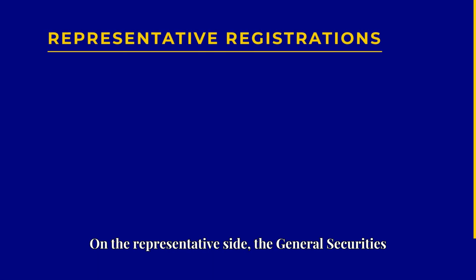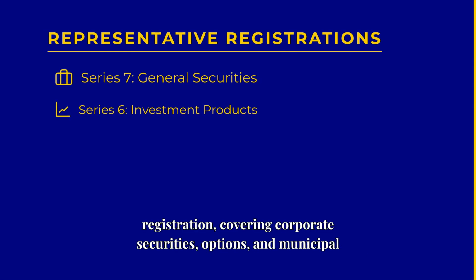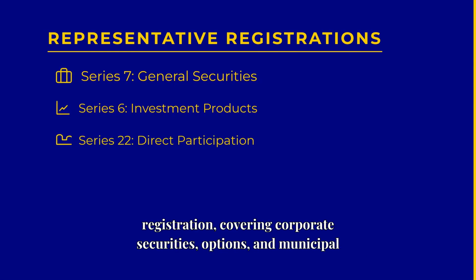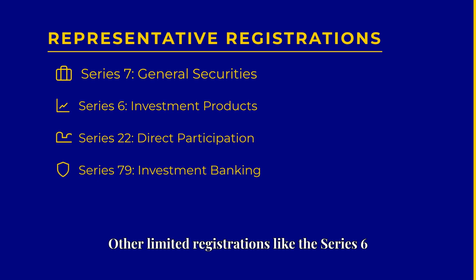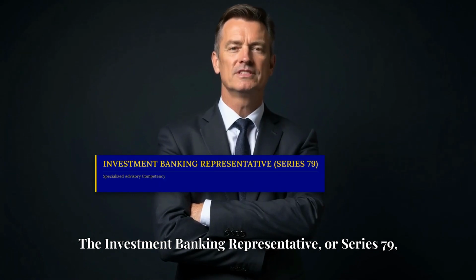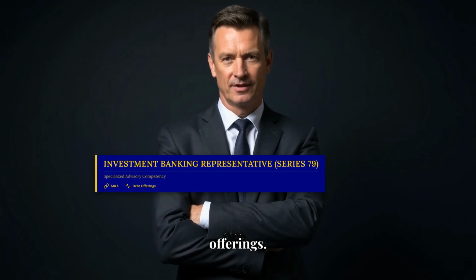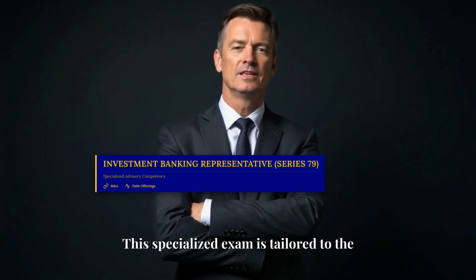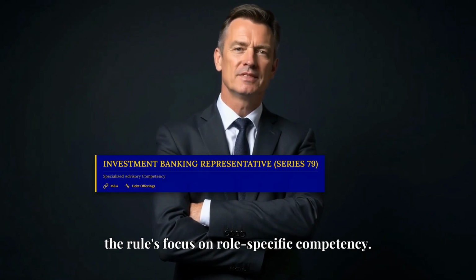On the representative side, the General Securities Representative Series 7 remains the most widely held registration, covering corporate securities, options, and municipal funds. Other limited registrations like the Series 6 focus on investment company products. The Investment Banking Representative, or Series 79, covers participation in mergers, acquisitions, and debt offerings. This specialized exam is tailored to the advisory function rather than retail sales, reflecting the rule's focus on role-specific competency.